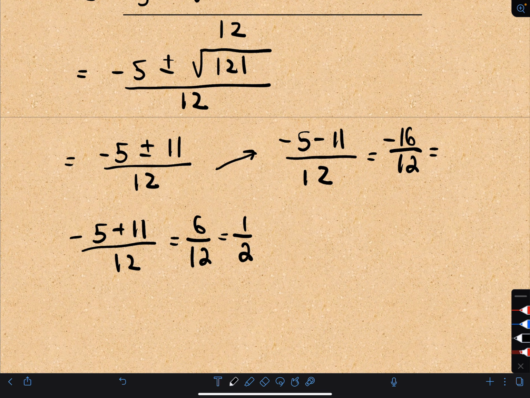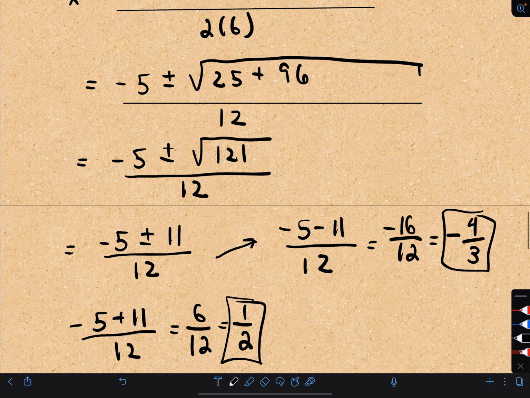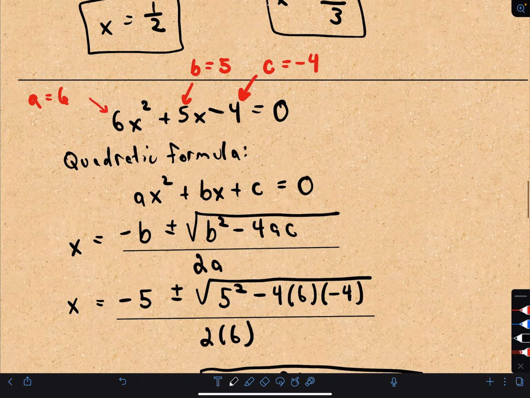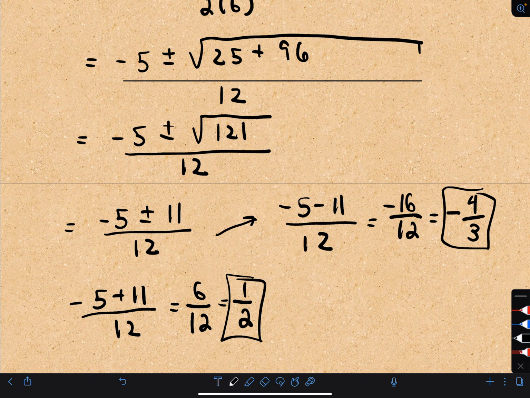Well, let's see, 4 goes into both the numerator and denominator. I'm going to get a negative. So 16 divided by 4 is 4. 12 divided by 4 is 3. So those are my two solutions. And notice that obviously agrees with exactly what we got a second ago, right? We had negative 4/3 and 1/2. So just another way to arrive at those solutions, negative 4/3 and 1/2.